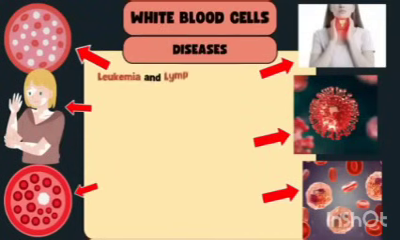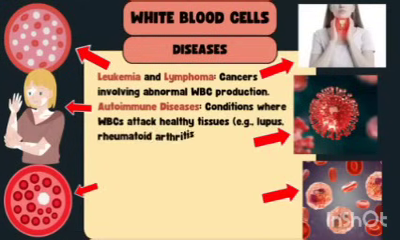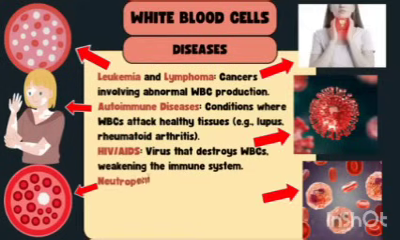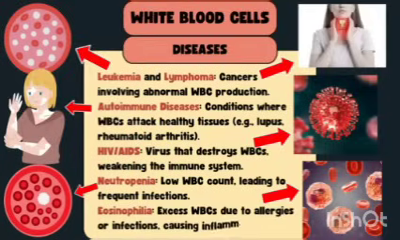There are many diseases associated with white blood cells. One of them is leukemia, which is also known as blood cancer. Another one is lymphoma, which is the cancer of lymph glands. In both these cancers, the number of WBCs increases. The next one is autoimmune disease, conditions where WBCs attack healthy tissues, for example, lupus, rheumatoid arthritis. Next is HIV/AIDS. In this, the HIV virus destroys WBCs, thereby weakening the immune system.